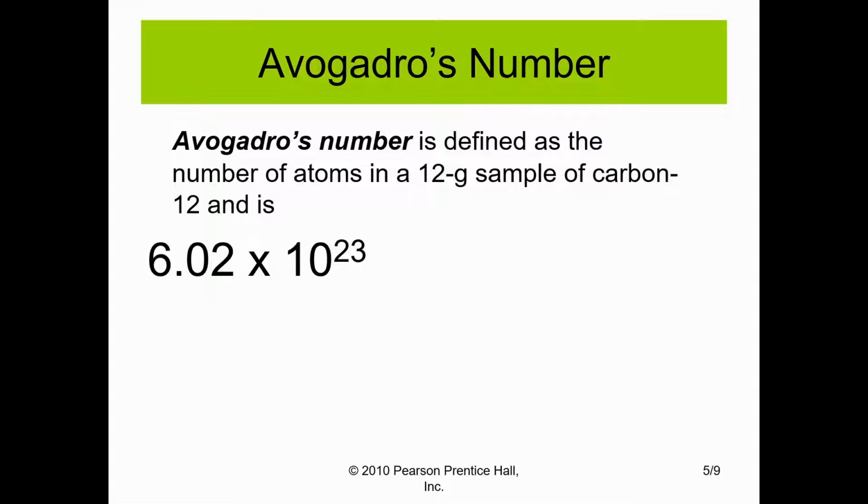An individual atom is incredibly small, and in order for us to use a meaningful quantity of atoms, we use a concept called Avogadro's number. Avogadro's number is defined as the number of atoms in a 12-gram sample of carbon-12, and the number is 6.02 times 10 to the 23rd.